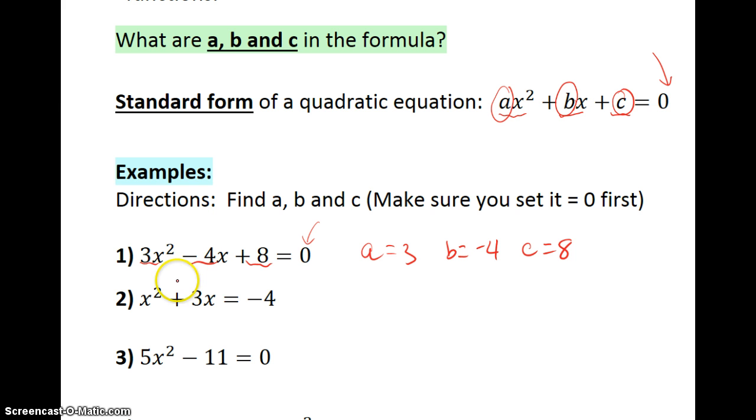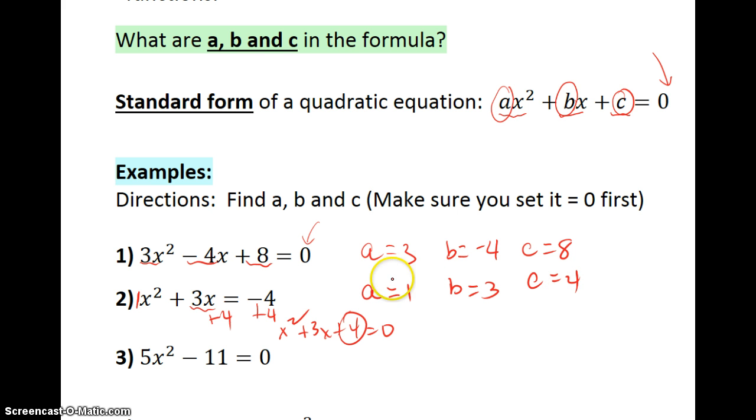Remember the negatives, and if you look at number 2, remember there's a 1 here in front of the x squared. So a equals 1. And if we look at b, b is 3. And I just noticed this was not set equal to 0, so let's go ahead and add 4. X squared plus 3x plus 4 equals 0. So now c equals 4.